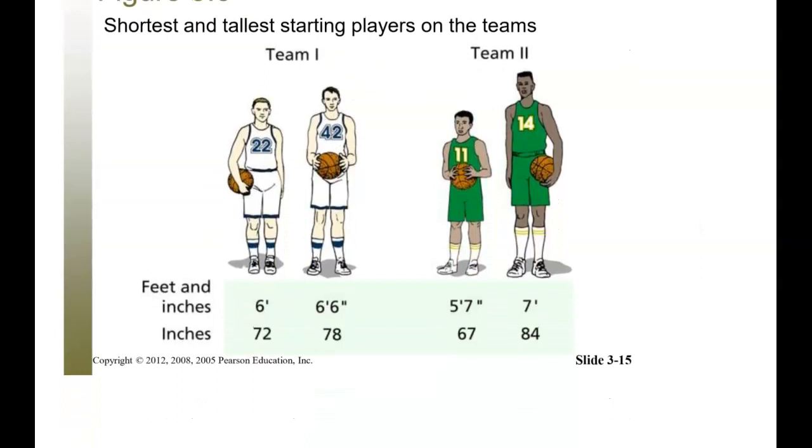So here again, the range of this set of data was 78 minus 72, and then 84 minus 67 has a range of 17. I have no idea why I wrote 76 there when I meant to write 6. Sorry about that. Everyone's like, what is she thinking? So that's 6 and that's 17. Clearly, Team 2 had a greater range.